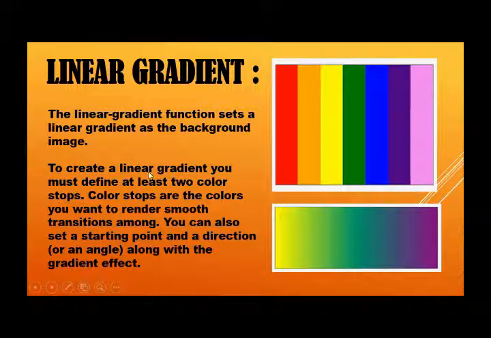To create a linear gradient, you must define at least two color stops. That means whenever you are using a linear gradient, you have to select at least two colors. Color stops are the colors you want to render a smooth transition among. You can also set a starting point and a direction or an angle along with the gradient effect.